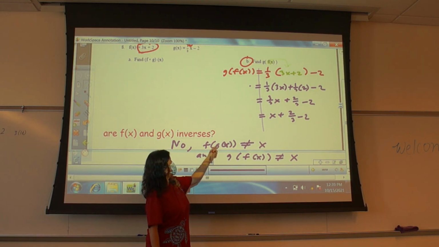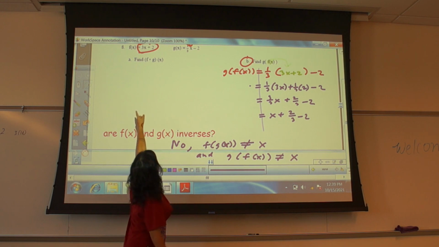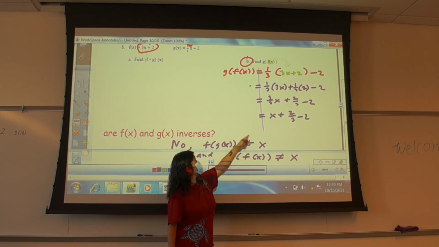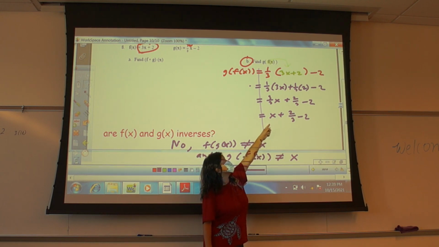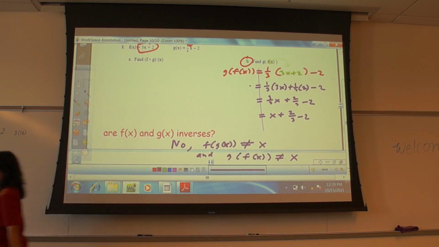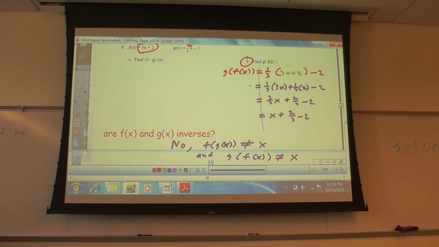Right, in other words, f of g of x, the first thing I found, is not equal to x. And g of f of x, the second thing I found, is not equal to x. It's equal to x plus some stuff. I just put they don't both equal x. There you go. That works fine too.